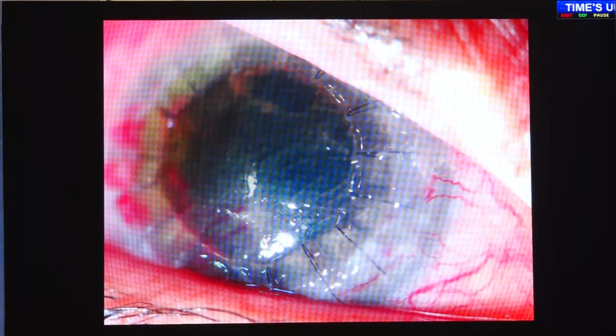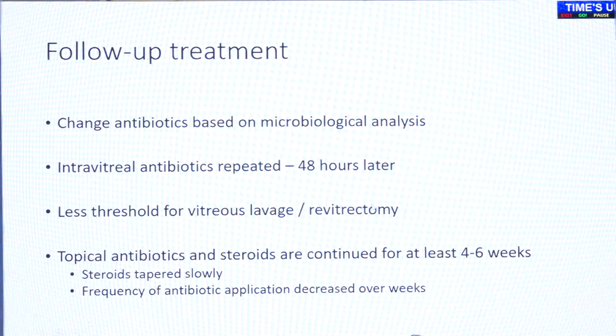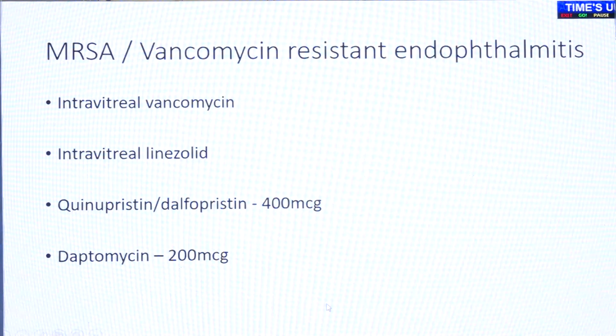So there's the end result of the surgery which I showed. Follow-up treatment would be change antibiotic based on microbiological analysis, and intravitreal antibiotics are repeated every 48 hours. Less threshold for vitreous lavage or revitrectomy. If the vitreous is not clearing in the postoperative period, we go back inside and wash the vitreous and remove the inflammatory material collected. And the topical antibiotics and steroids are continued for the next 4 to 6 weeks. Steroids are tapered slowly, and frequency of antibiotic application is decreased over the weeks.